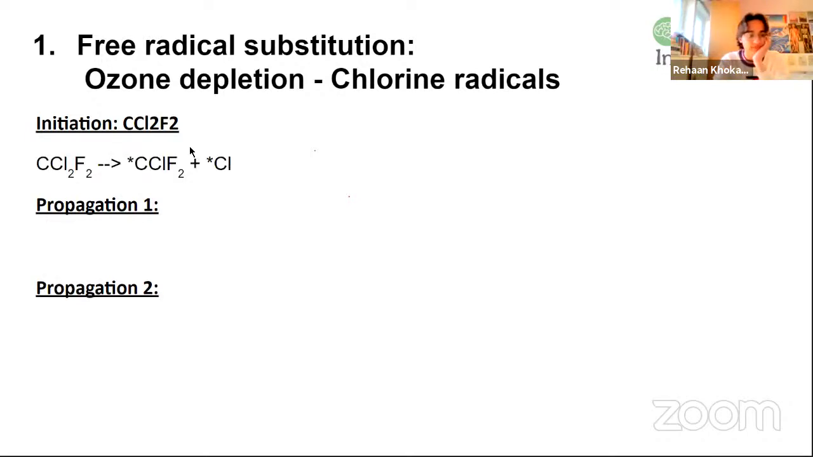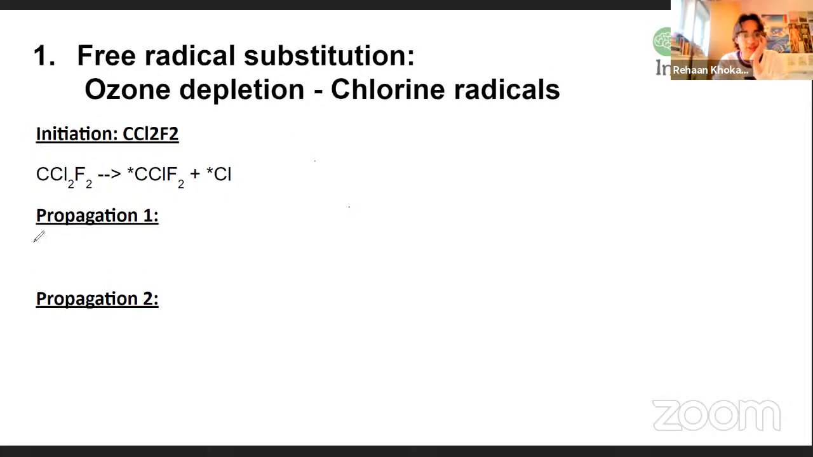Okay, so there's our CCl2F2. So again, like we said, we're going to form the chlorine radical. It's just going to use UV light to split the reaction, and we get the chlorine radical left at the end, and then this structure there.